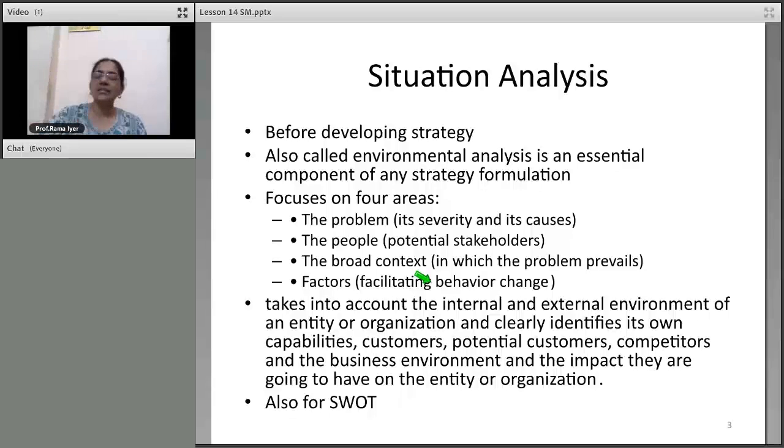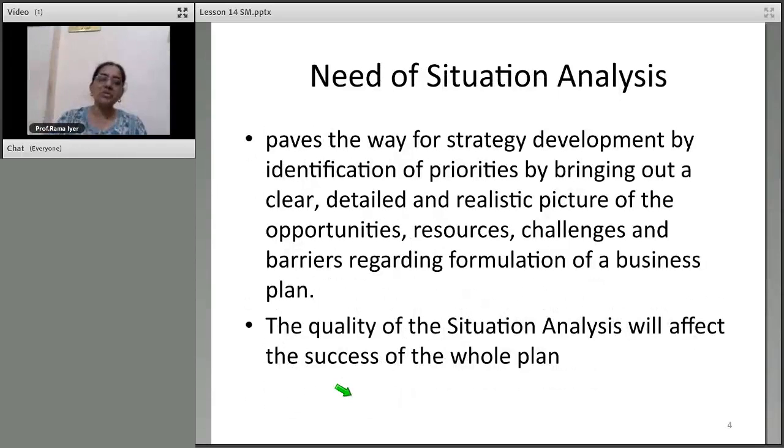So situation analysis takes into account internal and external environment of an entity or organization, clearly identifies its own capabilities, customers, then potential customers, who are the competitors, what is the environment of the business, internal and external, and what is the impact that environment is going to have on the business and how the entity is going to affect the environment. So it will also help for SWOT analysis. Okay.